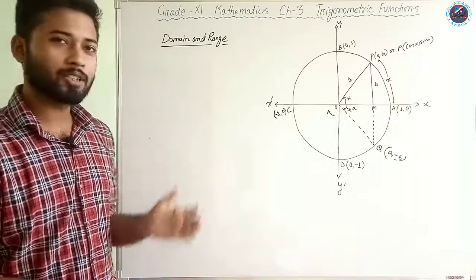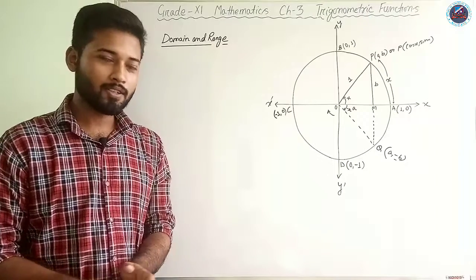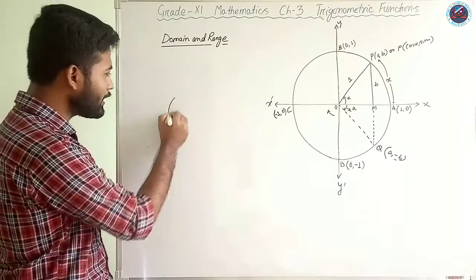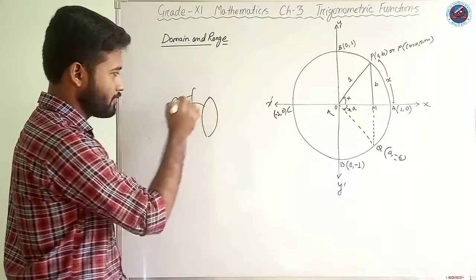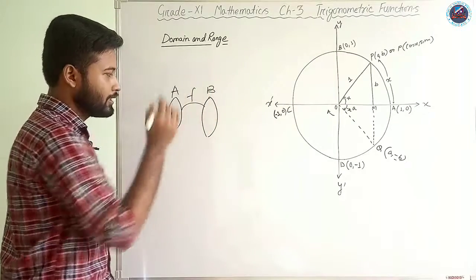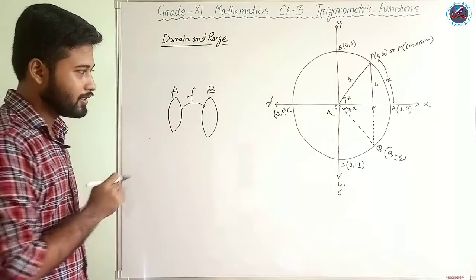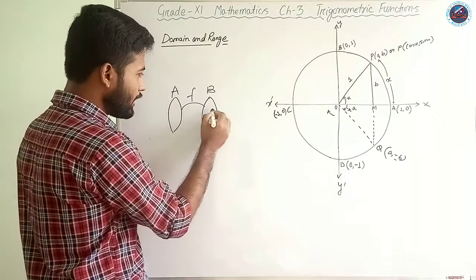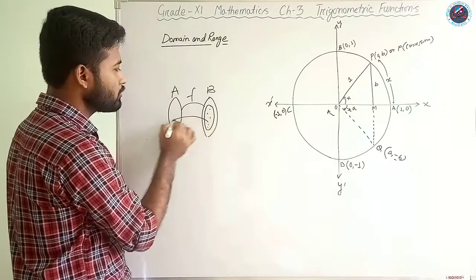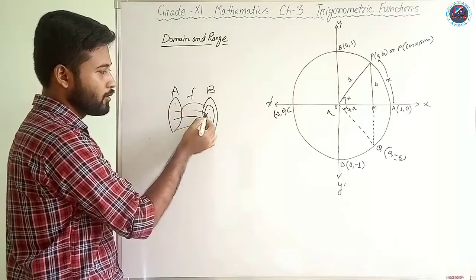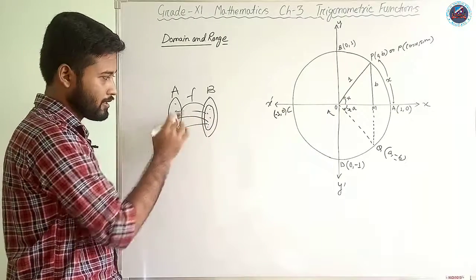Basically, you have covered domain and range in your previous chapter. What was that? If I have a first set and a second set, and I define a function from set A to B, then the first set will be known as the domain. And what about the range? It is the collection of all the elements which are associated to any one or more than one of the elements of the set A.